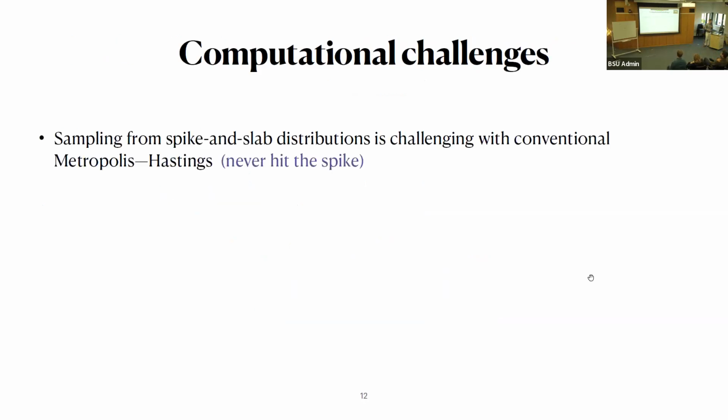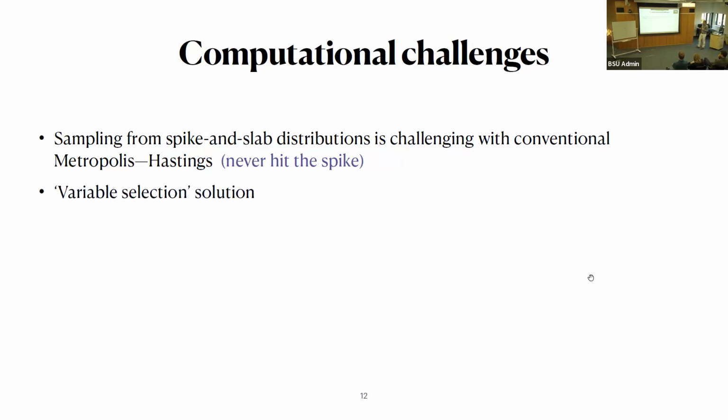Okay. Right. So what are the computational challenges? Sampling from spike and slab distributions is pretty challenging. You can't just do a random walk Metropolis move because you'll never hit this spike at 0. It's a continuous move. You'll never land exactly at 0. You need to do something better.